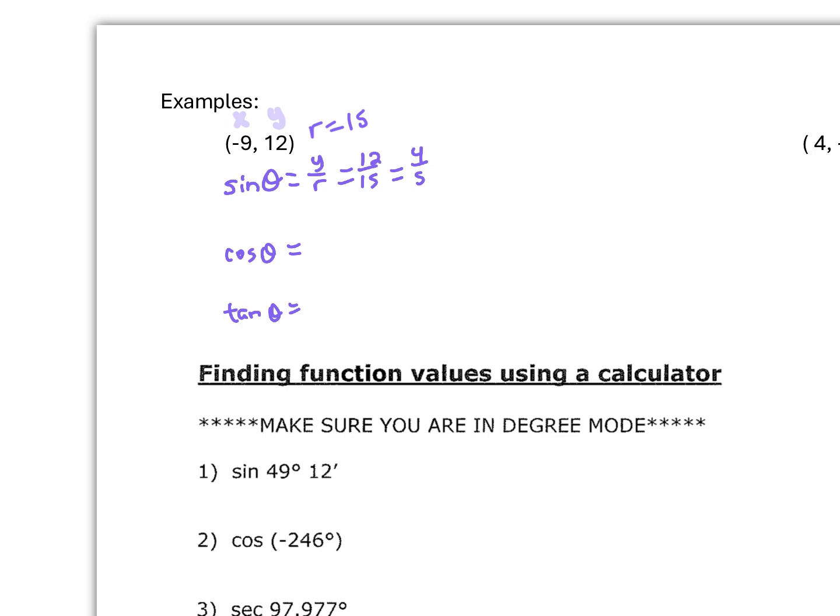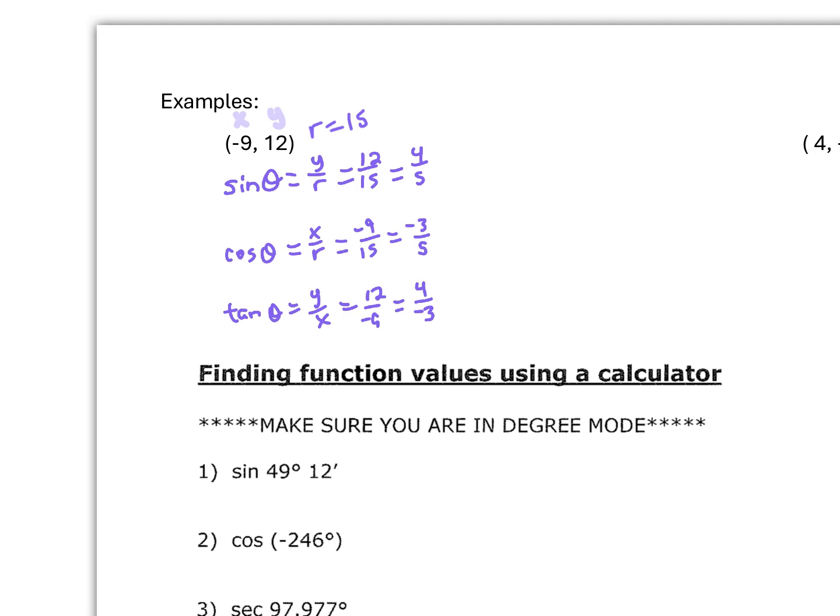Okay, for cosine, Davis, what's the ratio? X over r. X over r. And if we do x over r, then we've got negative 9 over 15. We simplify that, we get negative 3 over 5. And tangent, Amira, what's the ratio? Y over x. Okay, good, y over x. And if we do y over x, we're going to have 12 over negative 9. We reduce those fractions, we get 4 over negative 3.